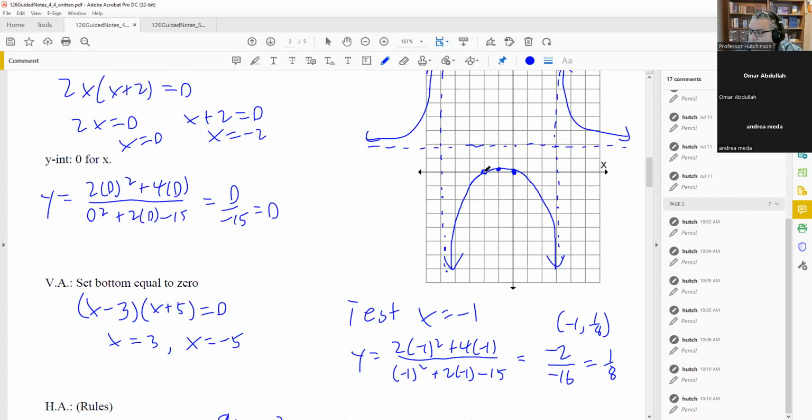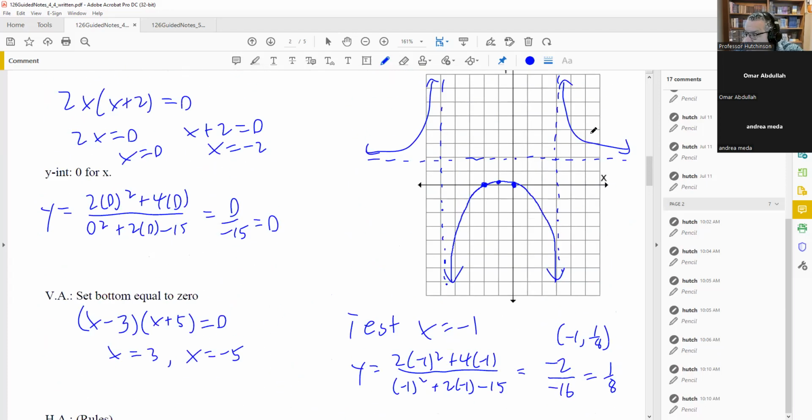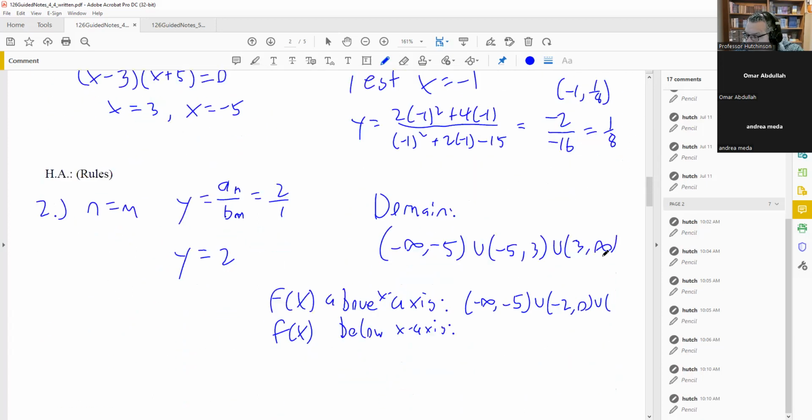It's above. We have this little small section right here between -2 and 0. The graph is above. So I have to include that as well. So between -2 and 0. And then we have this last section that's above. And that's this piece, which is going to be from 3 to infinity. Okay, so that would be the answer if they wanted you to know what part of the graph is above the x-axis.